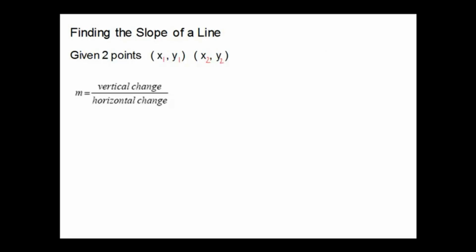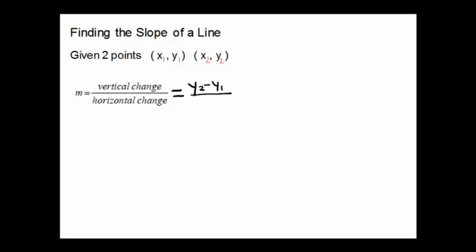Remember that we can look at slope as a ratio of the vertical change compared to the horizontal change of the line. Which variable has to do with vertical movement? It is the y variable. And if we want to find the change in the y variable, we could subtract them. So we will subtract our y coordinates to get our vertical change.